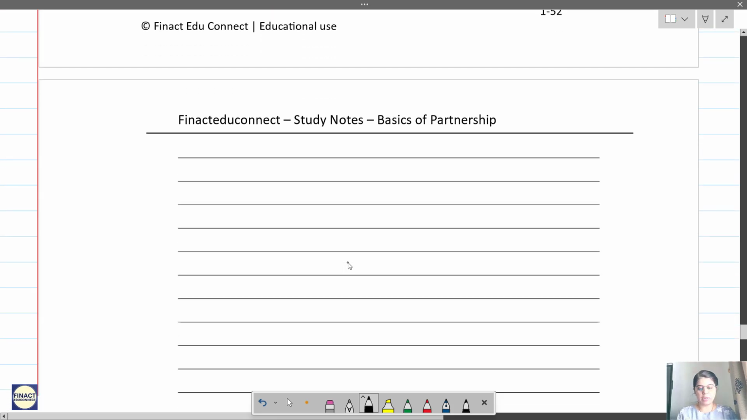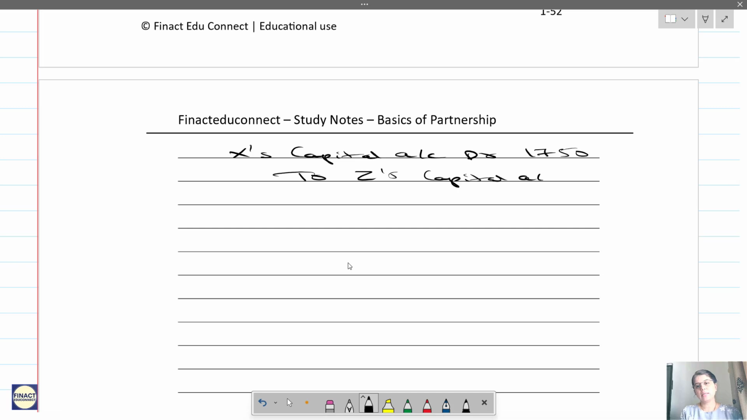So the journal entry here will be X capital account debit 1750 to Z's capital account 1750.